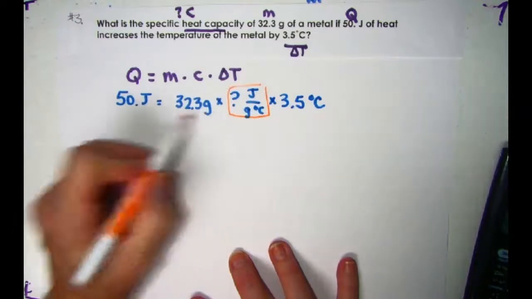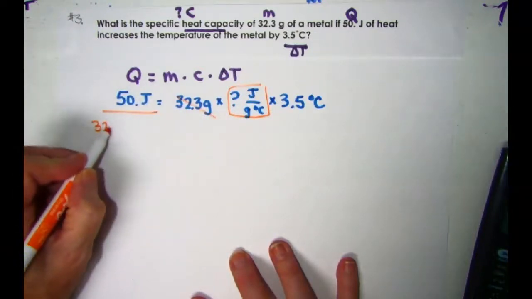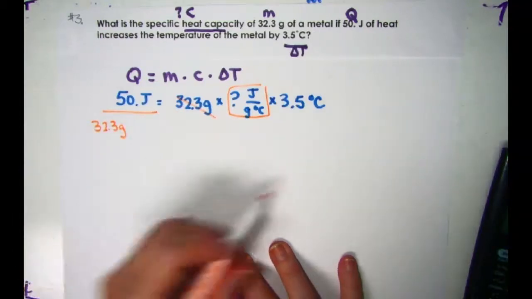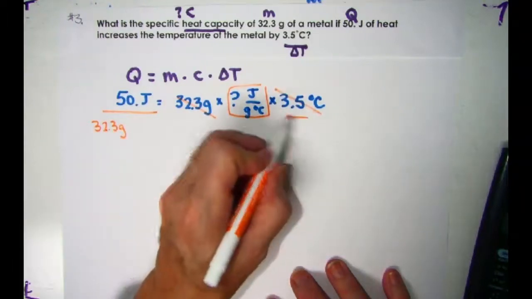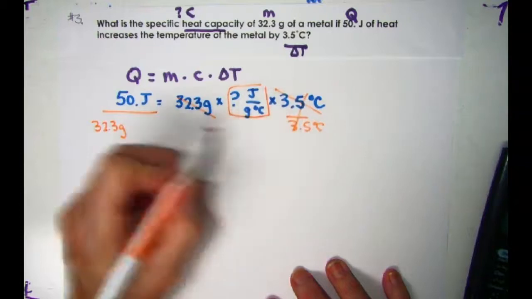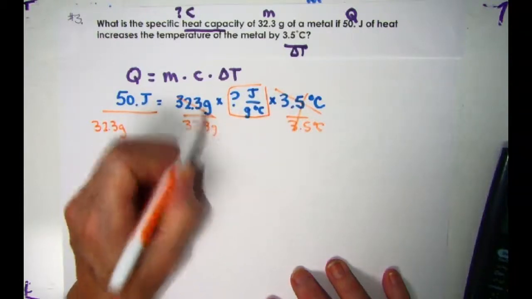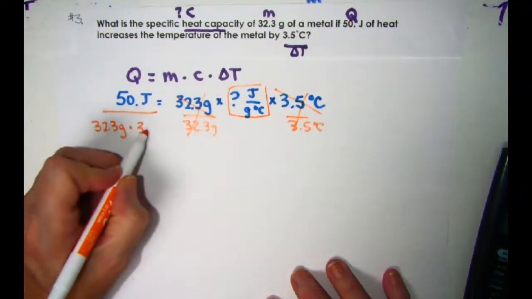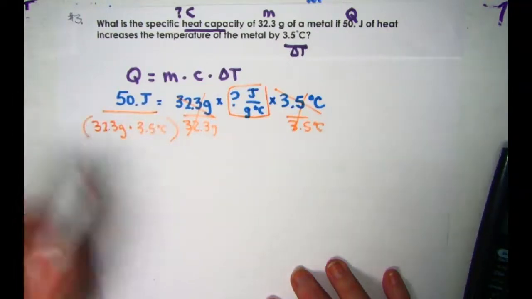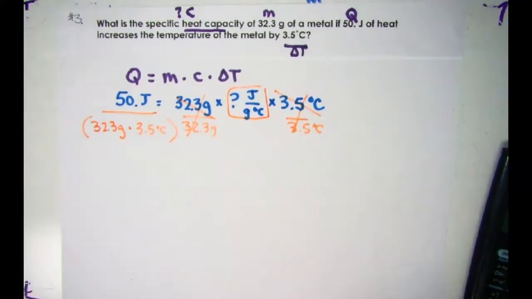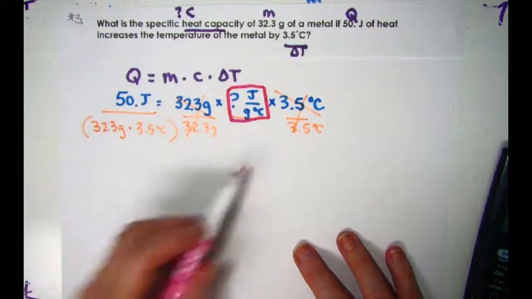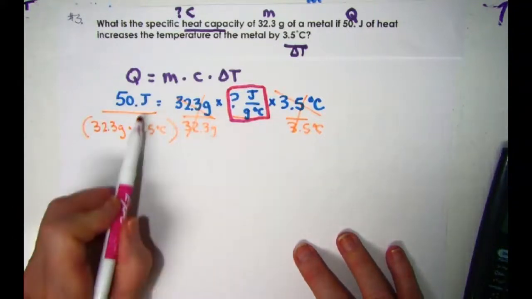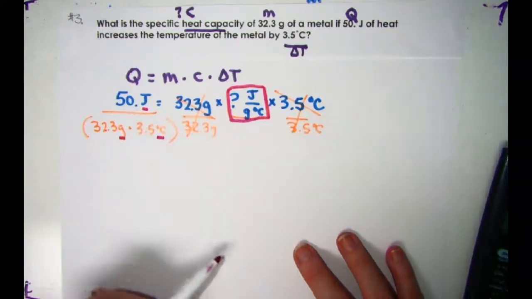My way of working this problem, guys, is simply to isolate what I don't know. How am I going to do that? I'm going to divide both sides by 32.3 grams. At that point, this one cancels. I'm now going to divide both sides by 3.5. Let me just put it down here so you can see what we're doing. And we're going to have 3.5 degrees Celsius on the bottom. Okay, notice everything has canceled on the right side of the equation except for what we are looking for. And if you look at the units, joules, grams, degrees C, that's what I've got, joules, grams, degrees C.